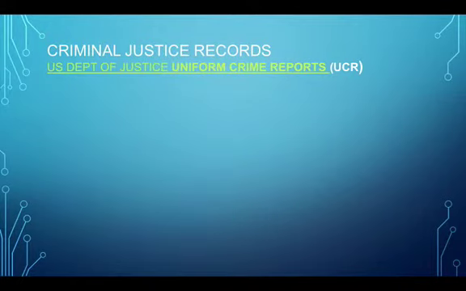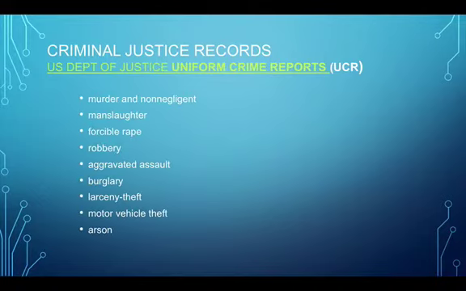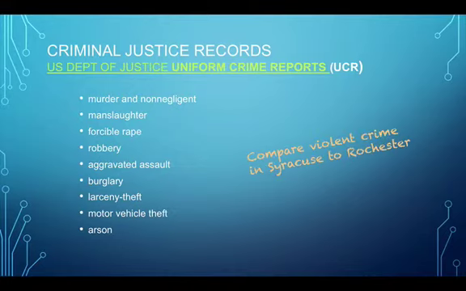The other important criminal justice records that you want to know about are the U.S. Department of Justice UCRs, or the Uniform Crime Reports. Every police agency is required to report these particular crimes to the federal government, and then they're all compiled. So we have a massive database that we can look at and compare. I'd like for you to stop right now, click on the link on the website, and compare the violent crime in Syracuse to Rochester and see who's got more crime.